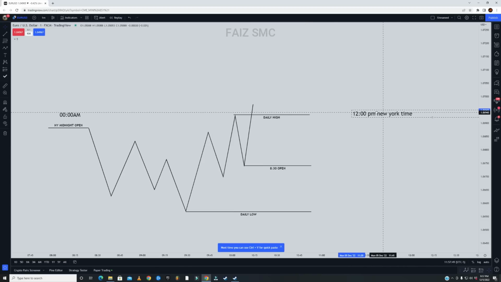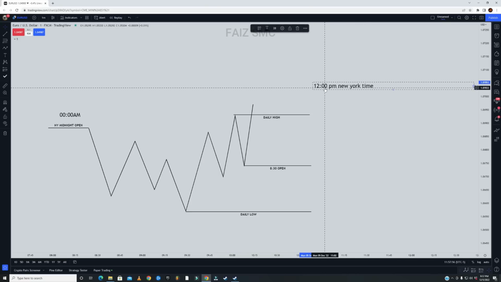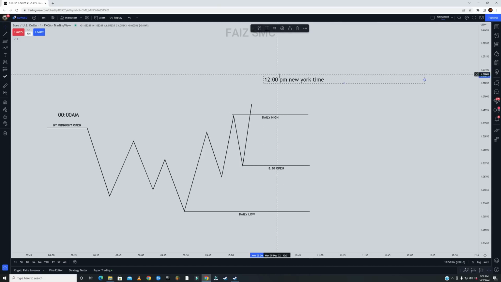Once the clock hits 12 p.m., you should not be trading. If you are in a trade, you should close that trade before 12 p.m., and you should not be looking for any entry after 12 p.m. So make sure you write this down somewhere so you remember that.